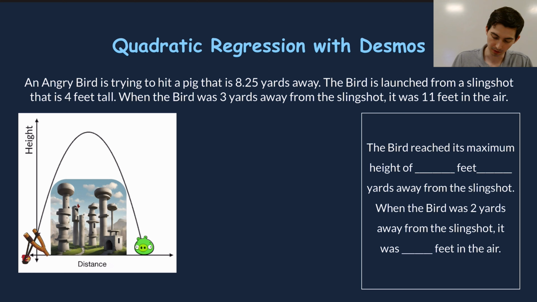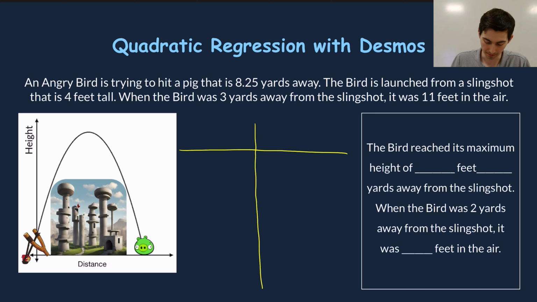So an Angry Bird is trying to hit a pig that is 8.25 yards away. The Angry Bird is launched from a slingshot that's 4 feet tall. When the bird was 3 feet away, it was 11 feet in the air. And so we want to know stuff about its maximum height and that sort of stuff. But what I want to do first is make a table so we can get these ordered pairs out of the way. And so I've got two different things that I'm working with. My x-axis isn't time this time. I see that I'm measuring yards away from my start, so distance this way, and then height this way.